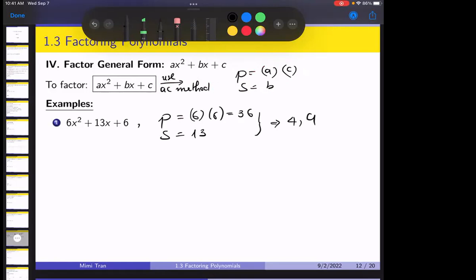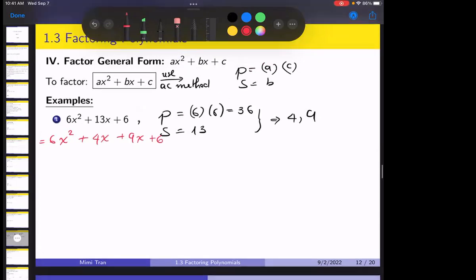4, 9. So what I'm going to do next is split that 13x into 4x and 9x, right? So we write the first term, which is 6x squared plus 4x. Oh, 9x doesn't matter. Plus 9x plus 6. If I have 4 or more terms, what do I do?